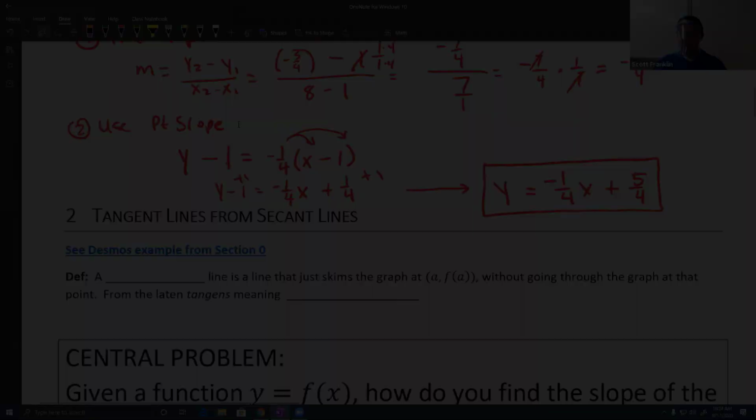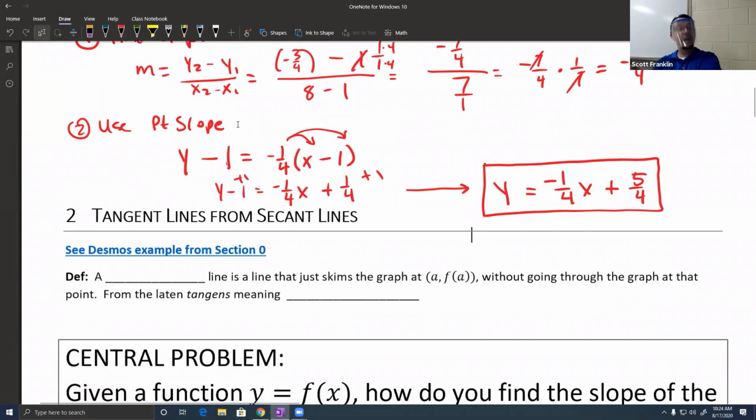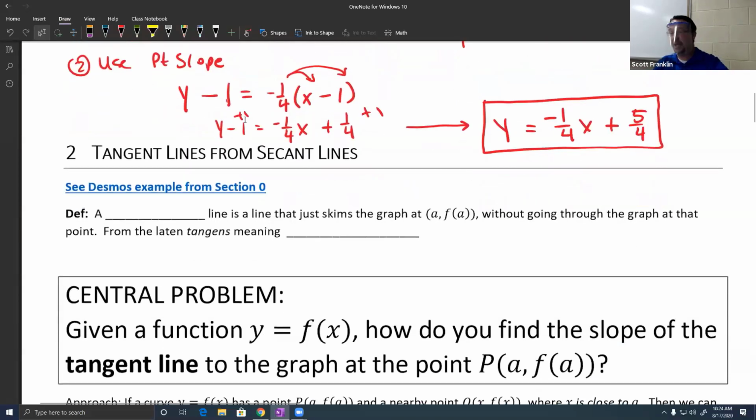All right, so now that we know how to do lines with points, let's talk about the tangent line and how we figure out tangent line from secant lines. Tangent lines turn out to be the thing on the graph that represents instantaneous rates of change or instantaneous velocity. And we'll see that connection in a second.